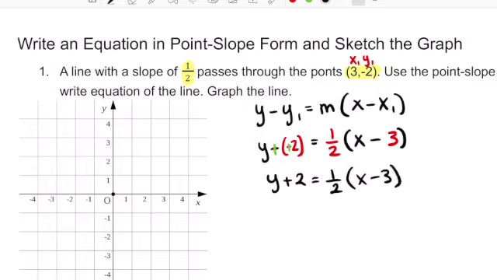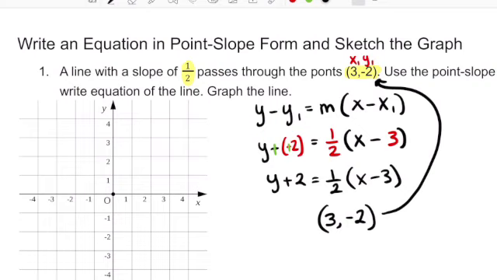So we want to graph that. We're going to graph the point. And the point is opposite of what it seems. So x minus 3, that means my x is positive 3. y plus 2, that means my y is negative 2. Which is the same as up here, because that's how we wrote the formula. Graphing that point, we go to 3, negative 2.